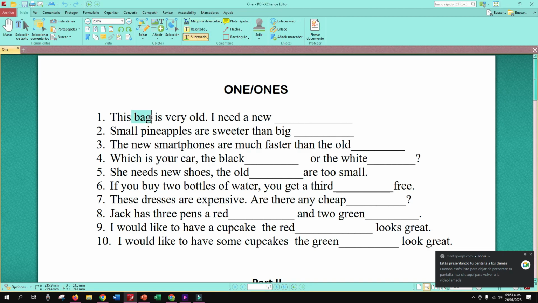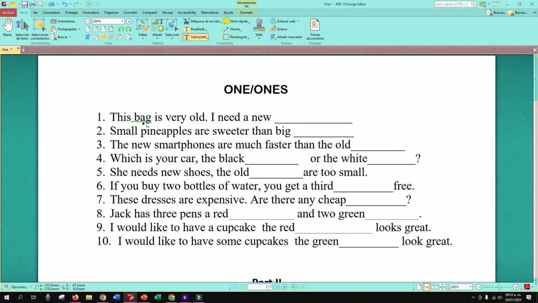You're talking about what? About the bag. You are going to replace the word bag with one or ones. So you're talking about one. This is singular, right? That's why here you need what? One or ones? One. Perfect. You're talking about one. Excellent. Because you are replacing the word bag, right? That is singular. Excellent. So this bag is very old. I need a new one.